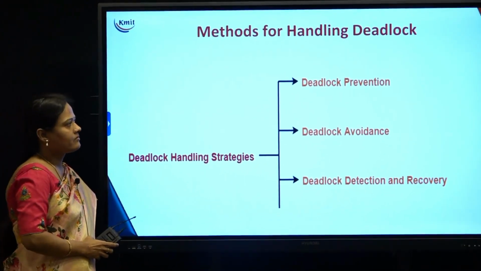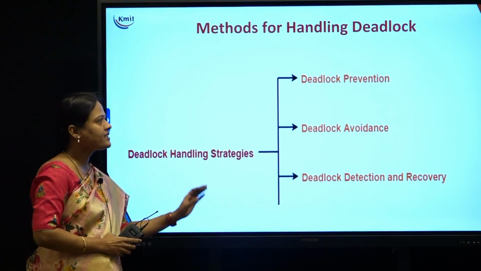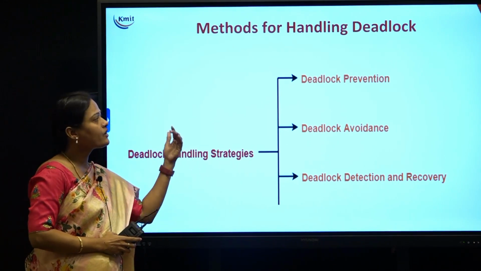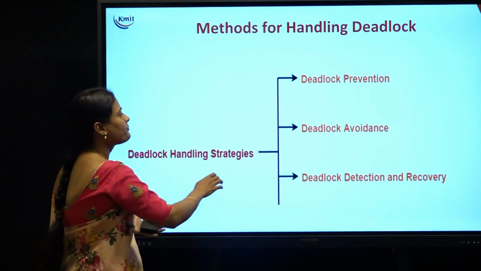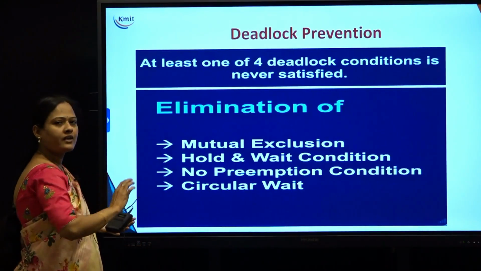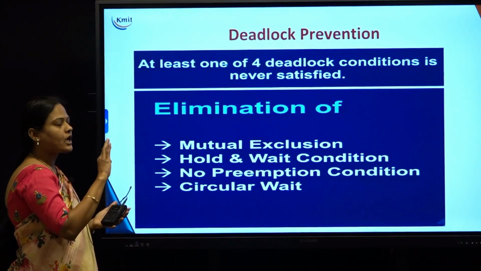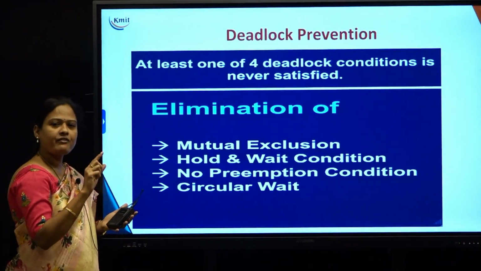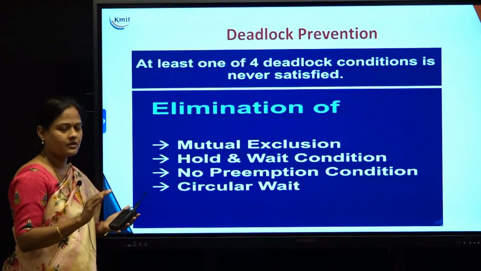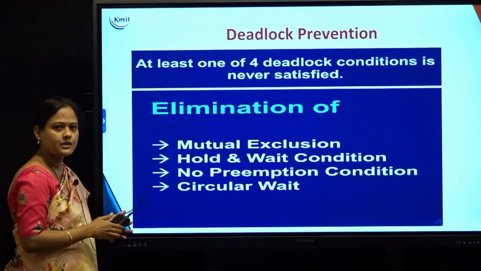Deadlock prevention. As we all know, we have to see that at any cost a deadlock will not occur, so we have to take measures in order to prevent it. Now, in deadlock prevention, we have four conditions which are necessary for a deadlock to occur. So, if out of the four conditions one is not satisfied, then you will not have any deadlock. Coming to the first condition, I don't want any mutual exclusion.